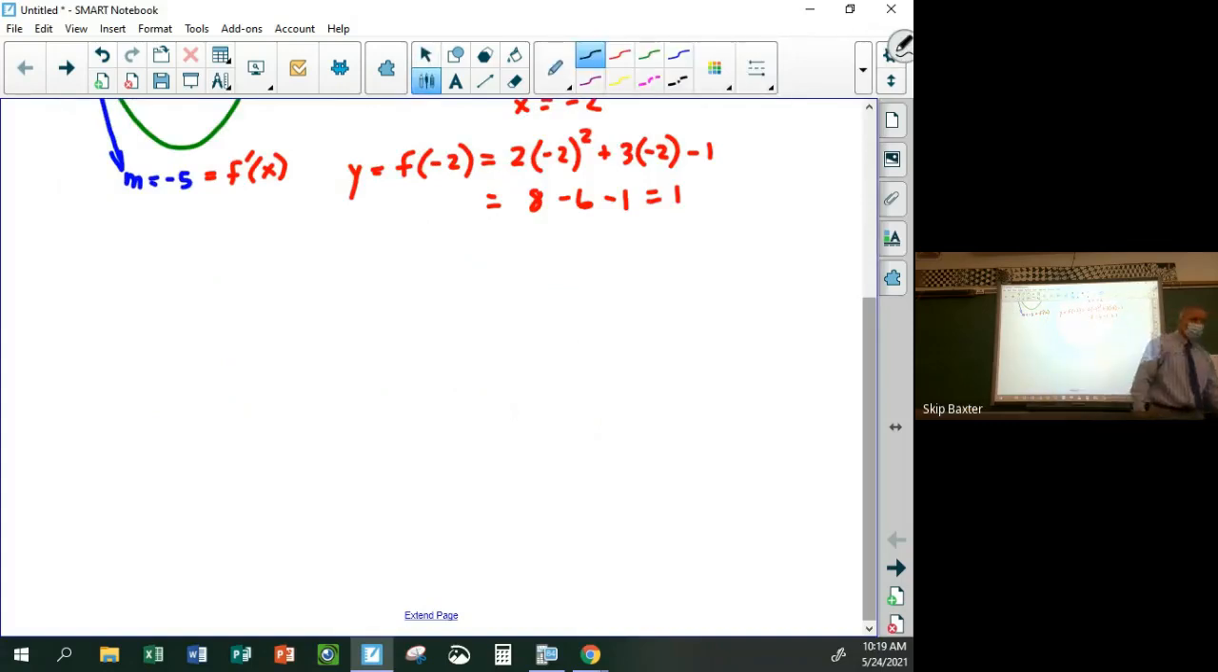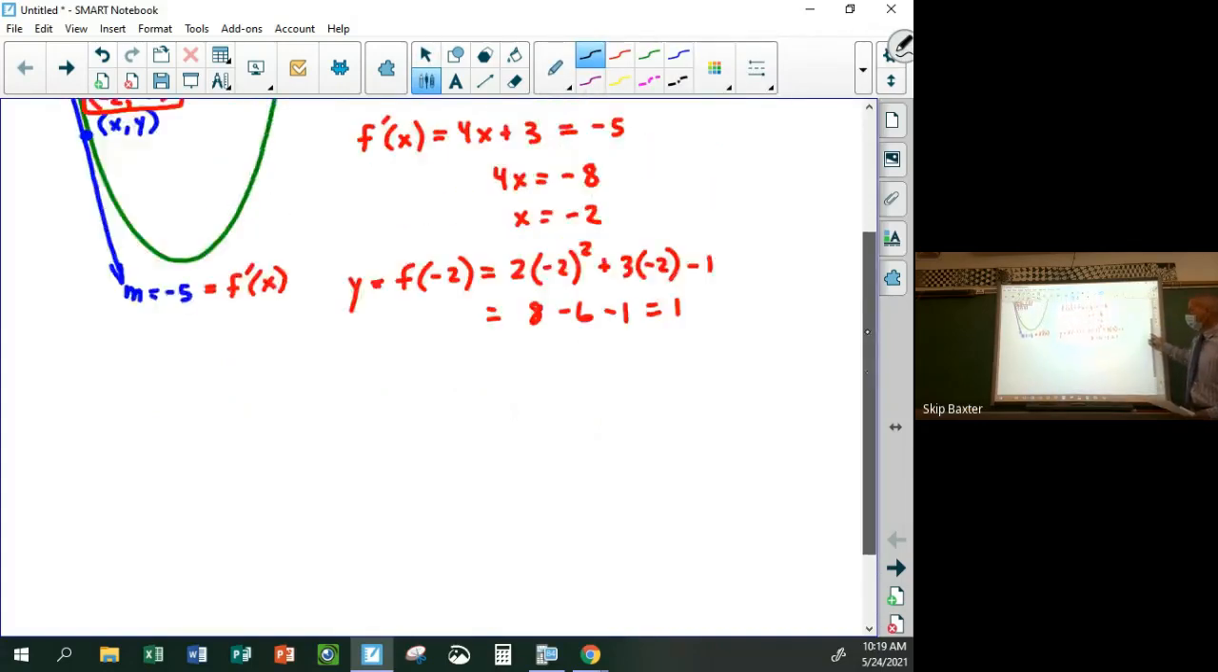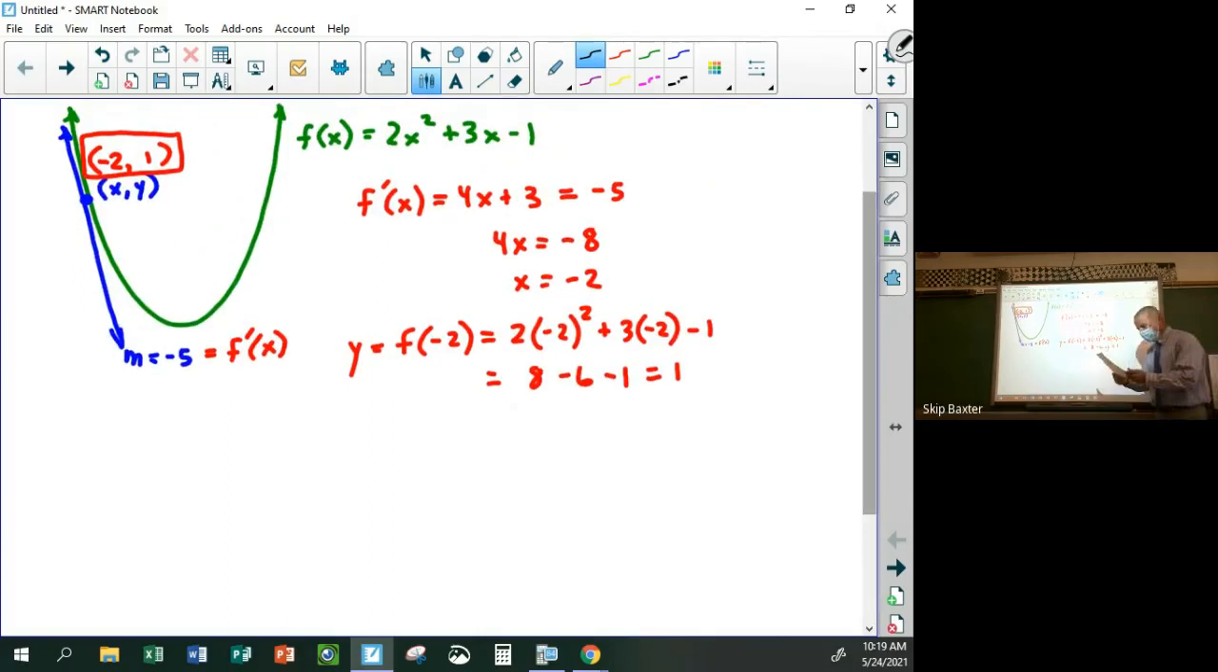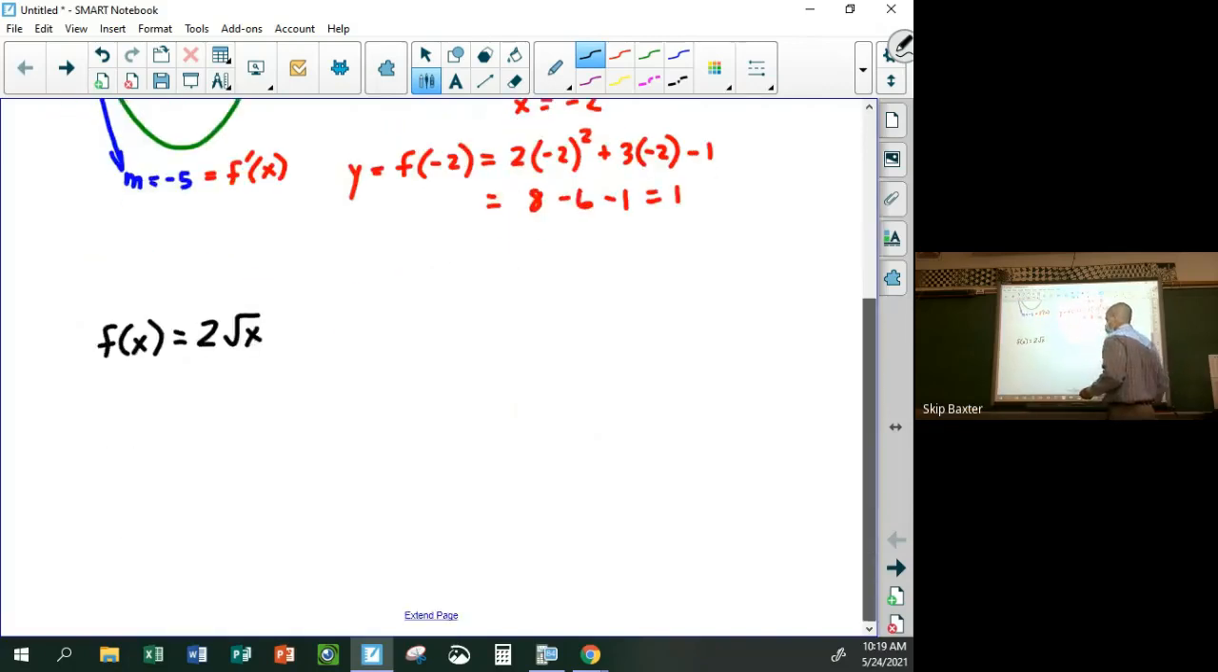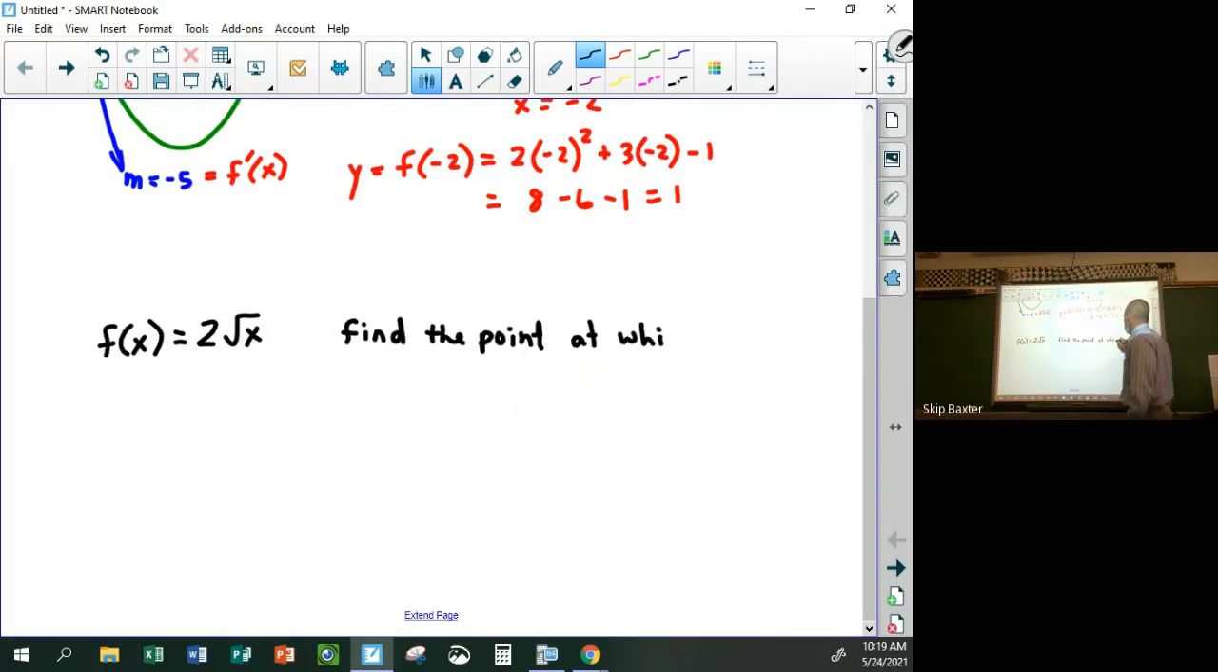Let's try another one. Did I scroll too quickly? Good. So let's try another one. How about if we have something like f of x equals 2 radical x. Find the point at which f prime of x equals 1/9.